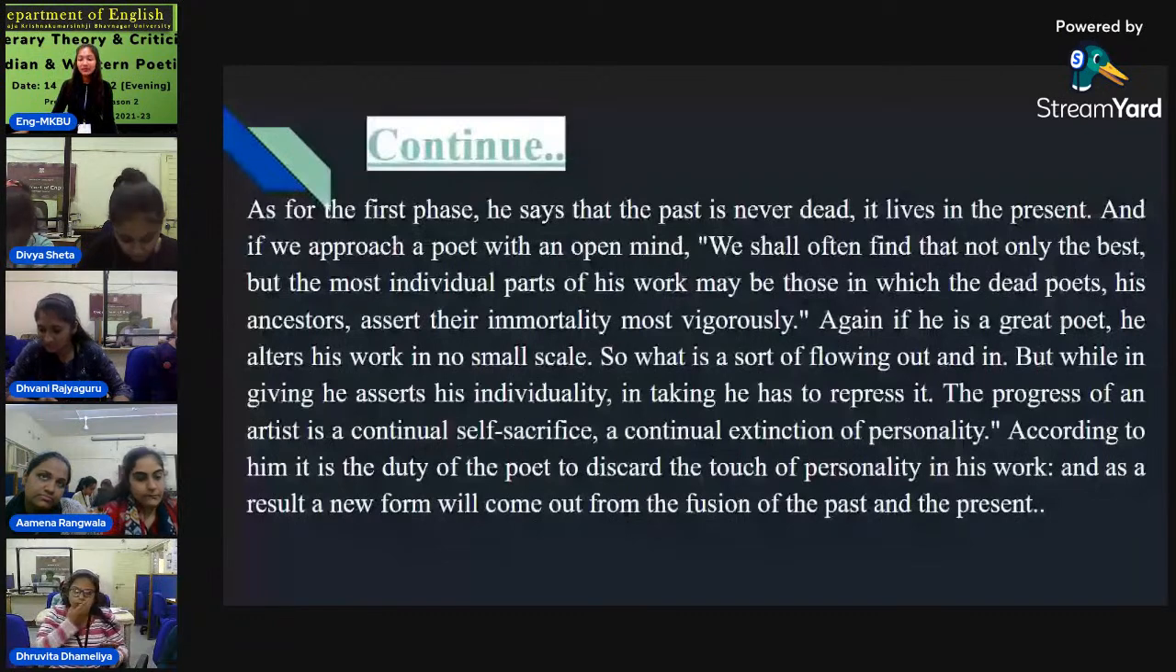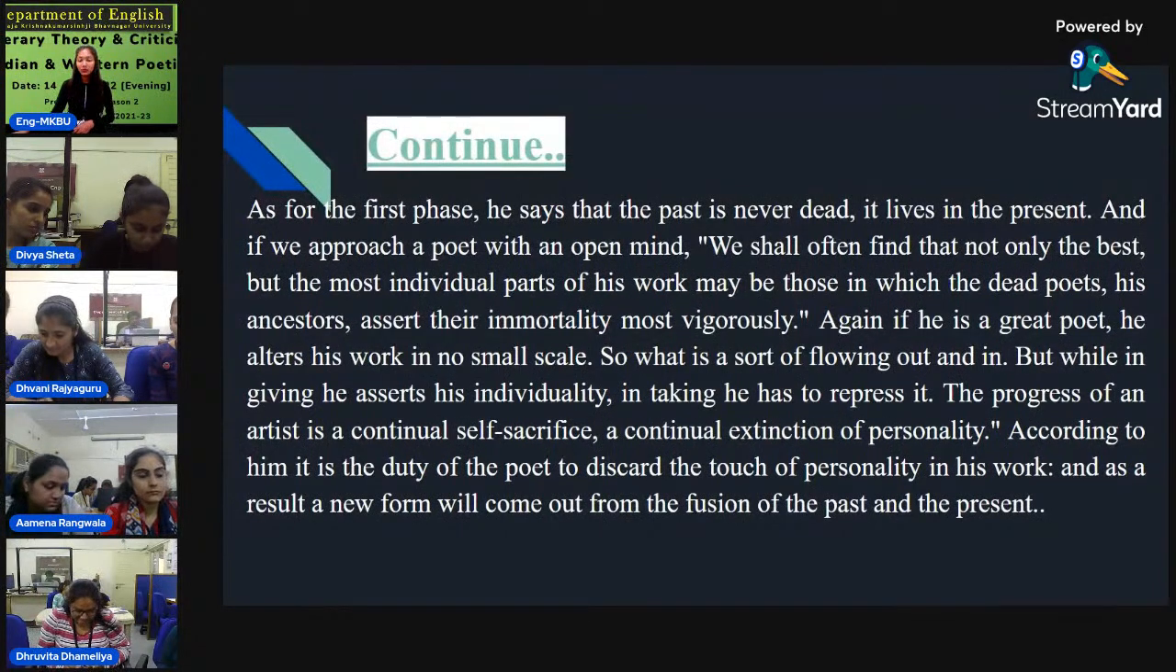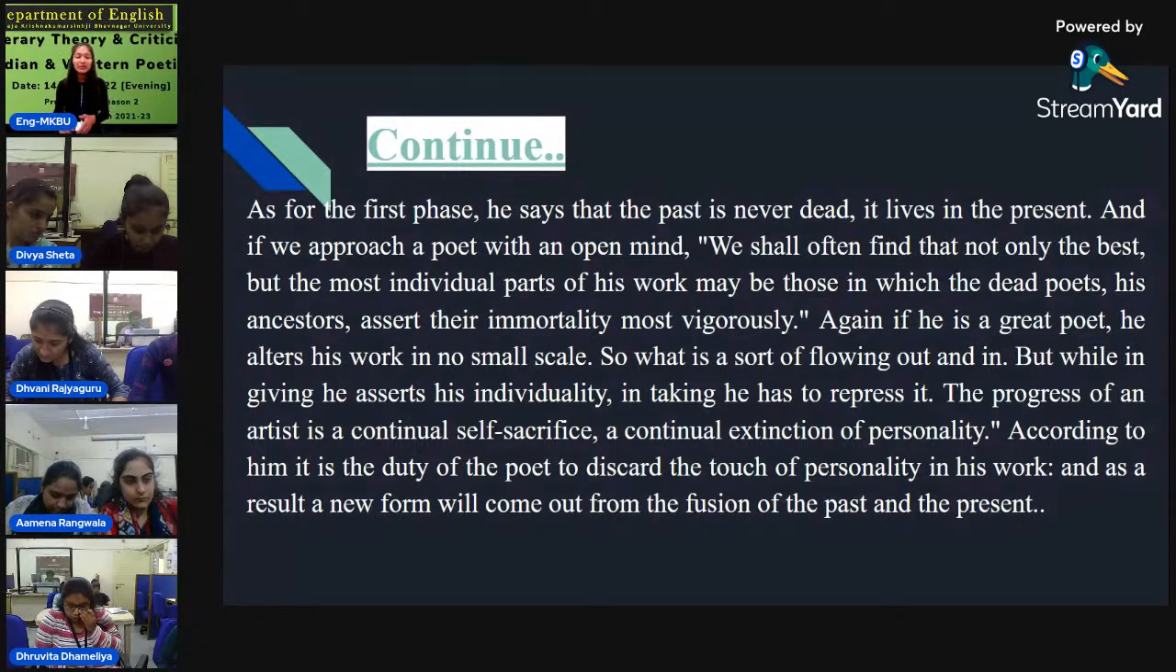Again, if he is a great poet, he alters his work on no small scale. It is a sort of flowing out and in, but while in giving he asserts his individuality, in taking he has to repress it. The progress of an artist is a continual self-sacrifice, a continual extinction of personality.